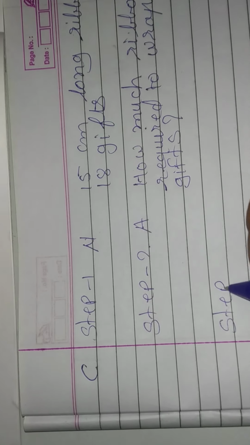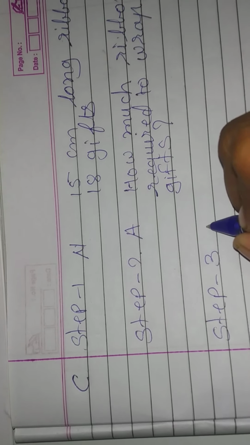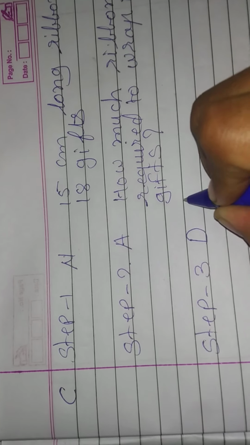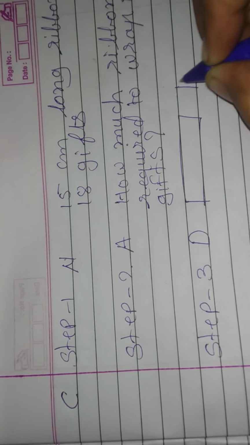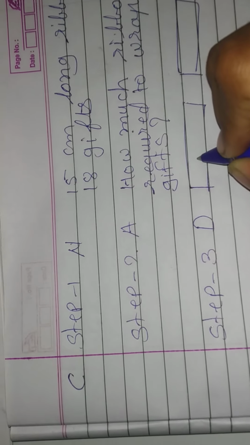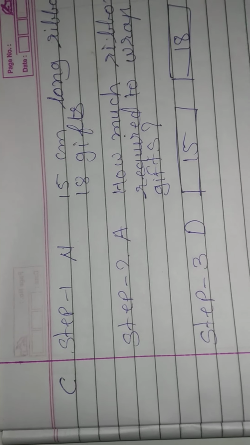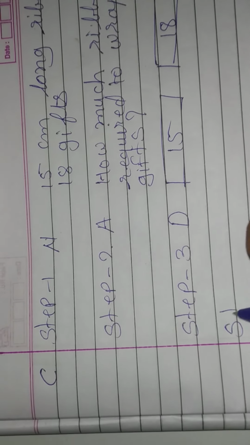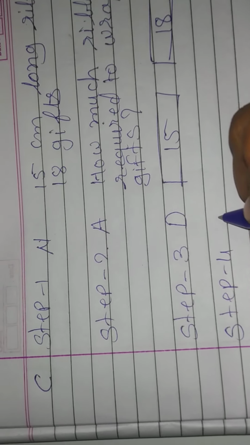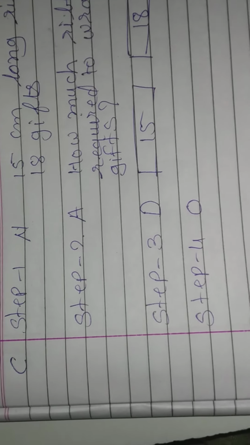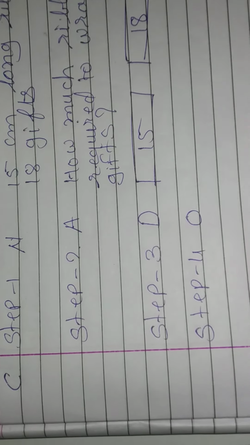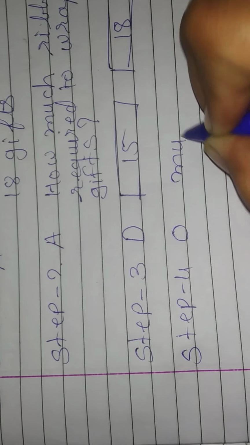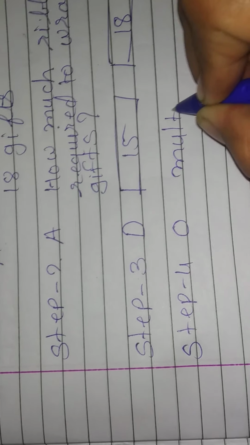Step 3 is draw. So what do we have to do? We have to draw 3 boxes: 15 and 18. Then step 4 is operation. So what do we have to do here? Multiplication.